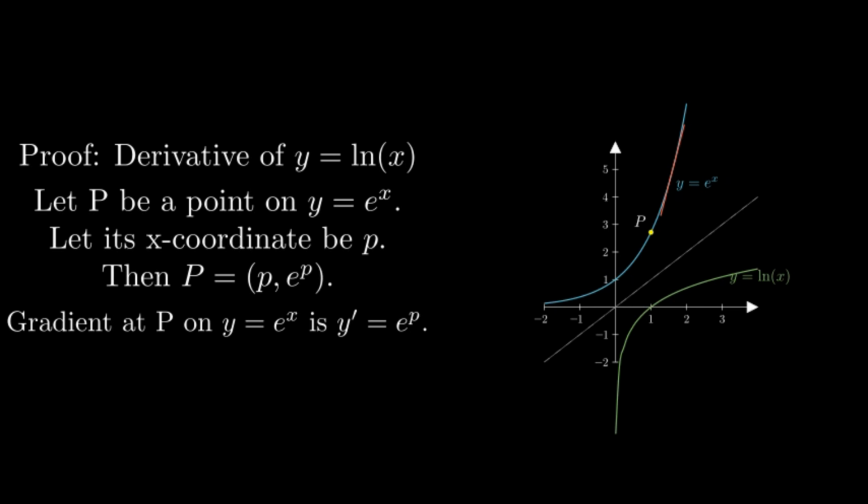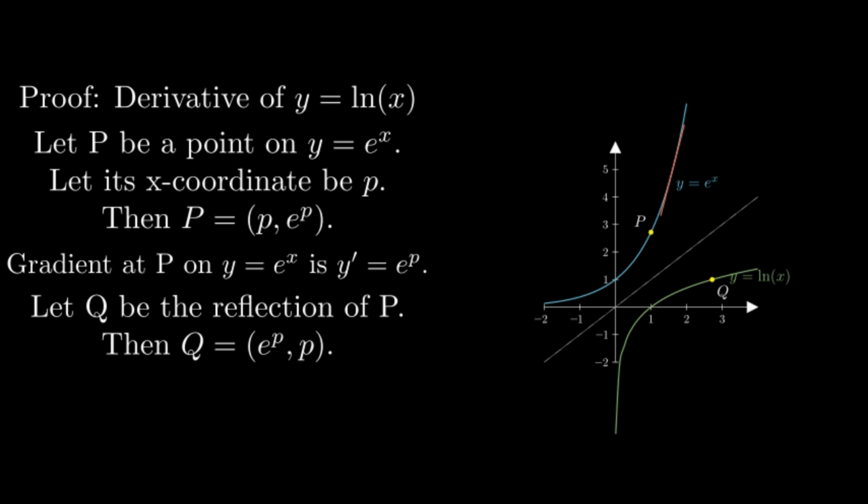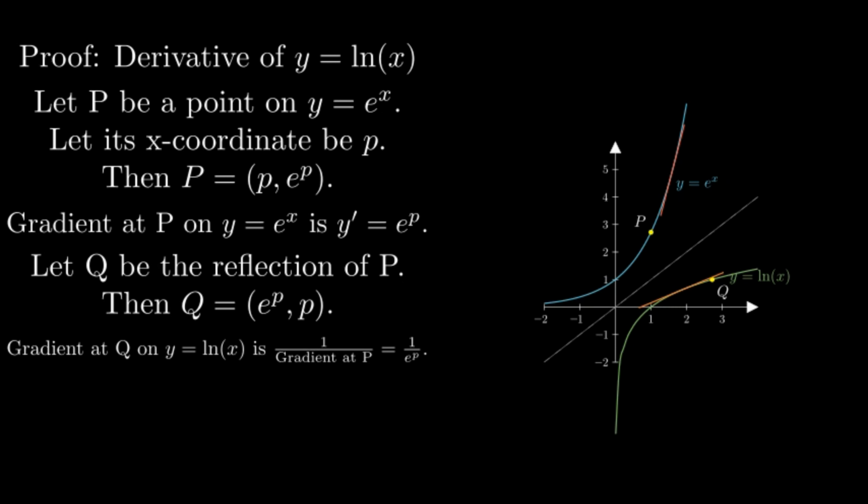Now let's consider the corresponding point Q on the graph of y equals ln of x. Since it's a reflection, we swap the x and y coordinates. The reflected point Q will have the coordinates (e to the p, p). Here's the clever part. When you reflect a line across y equals x, the rise and run are swapped. So the new gradient is the reciprocal of the old gradient. The gradient of the tangent line at Q is 1 over the gradient at P. That means the gradient at Q is 1 over e to the p.